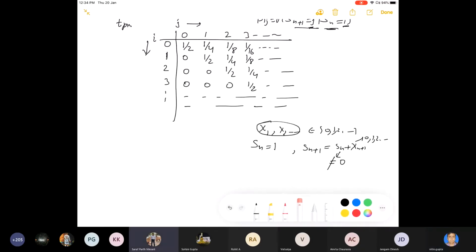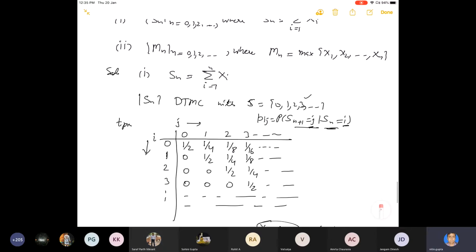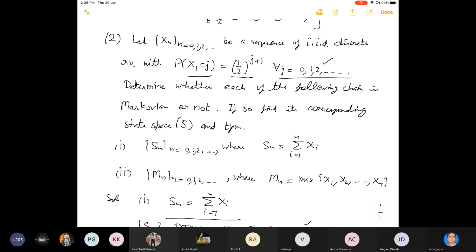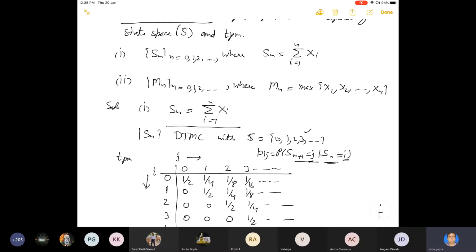So from where did we get this equation, Sn plus 1 equal to Sn plus xn plus 1? Is it given to us? This is already given, this is the question itself. Sn is this. We have to show whether it is a Markov chain or not. Okay, sir, got it. First of all, I have shown that this is a discrete time Markov chain. Then we have calculated the transition probability matrix.